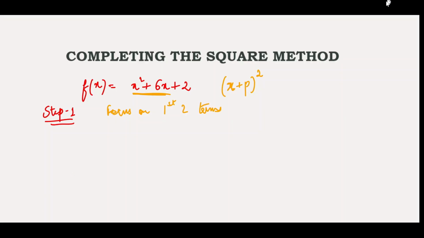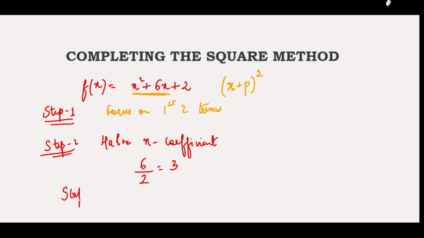Okay. Now let's go to the second step. What is the second step that we have to take? The second step is to take half of the x coefficient. What is the x coefficient in this expression? The coefficient of x is 6. So we are going to halve the x coefficient. Half of 6 equals 3. You can just write it down.